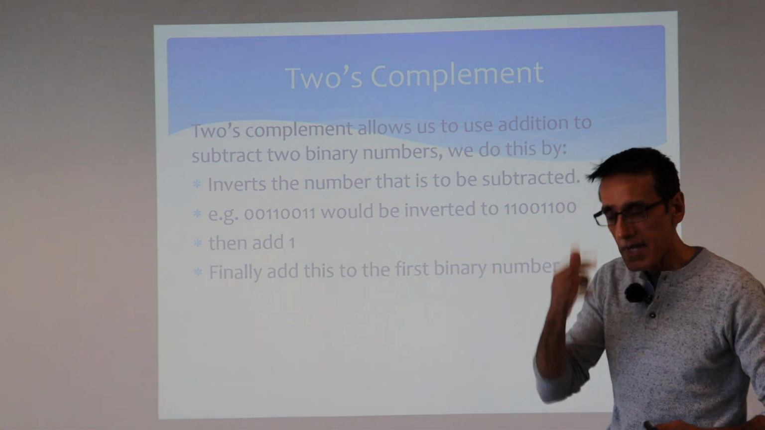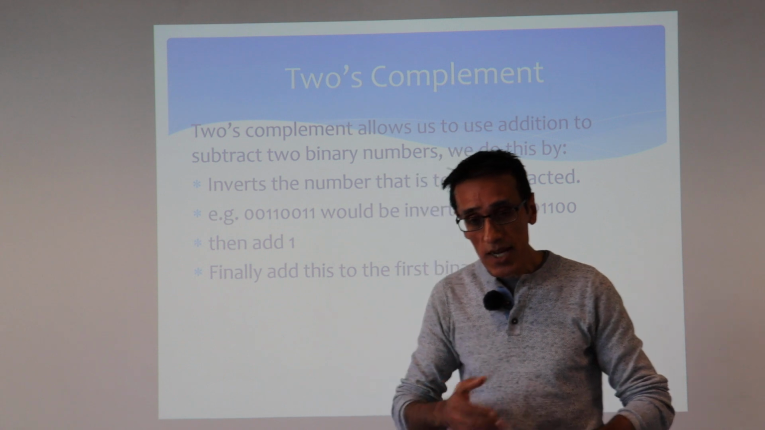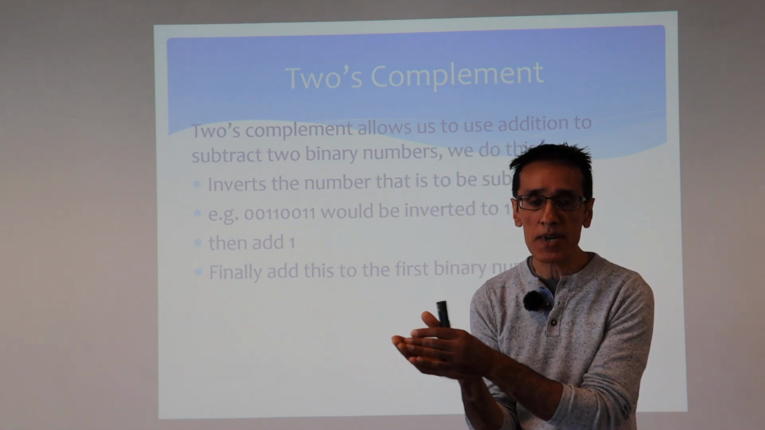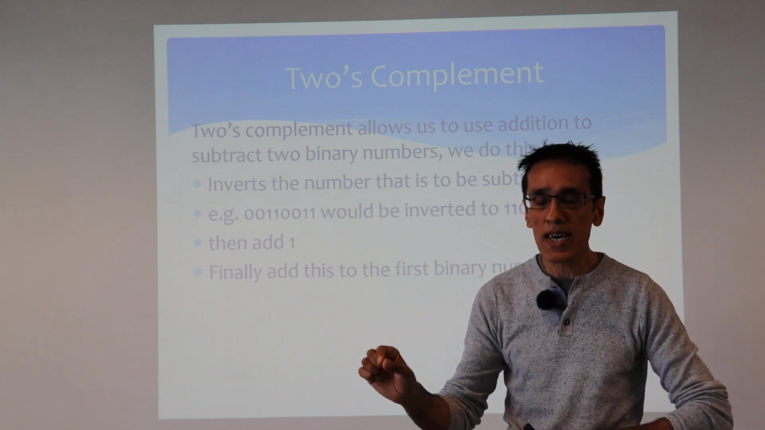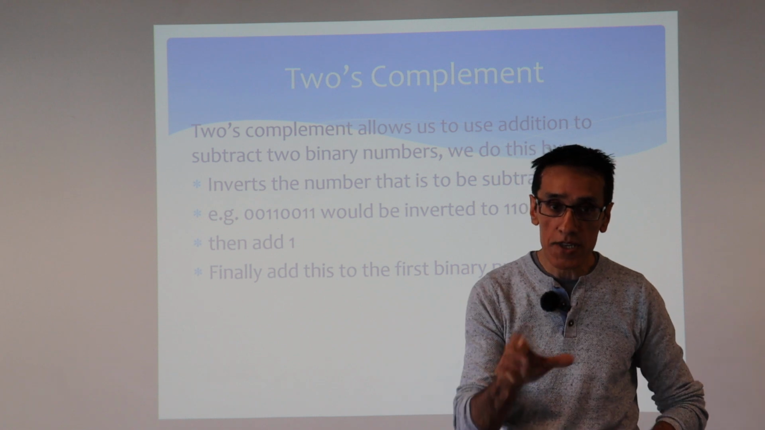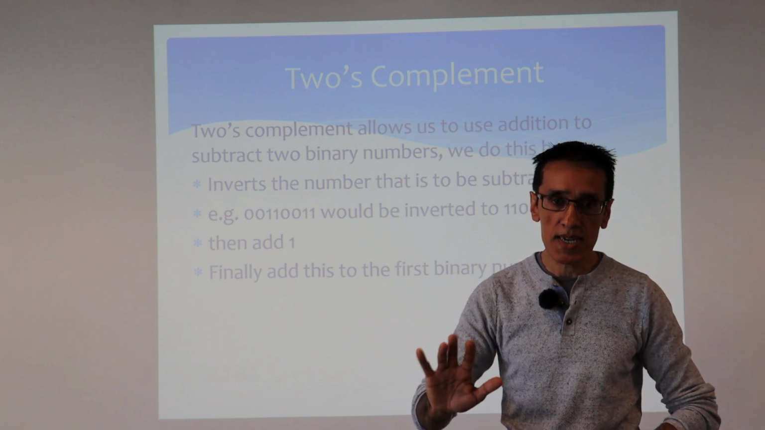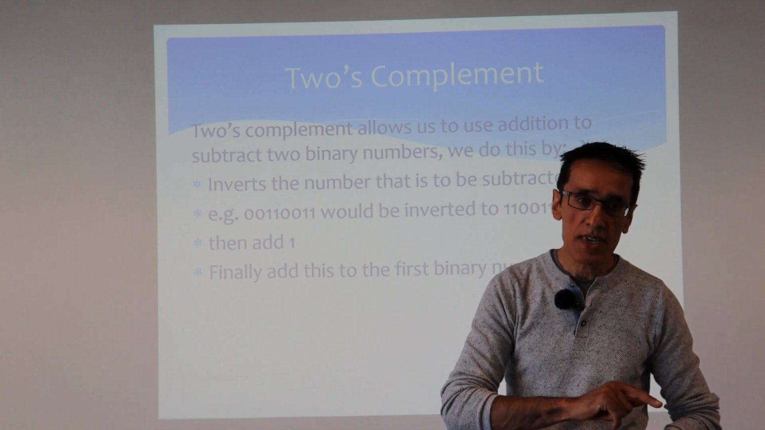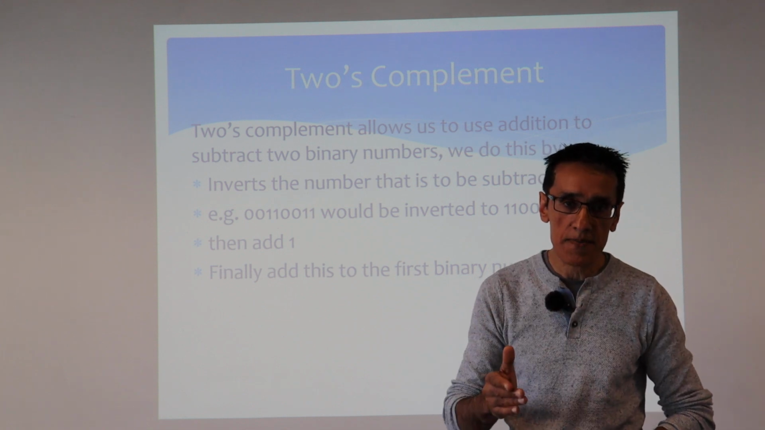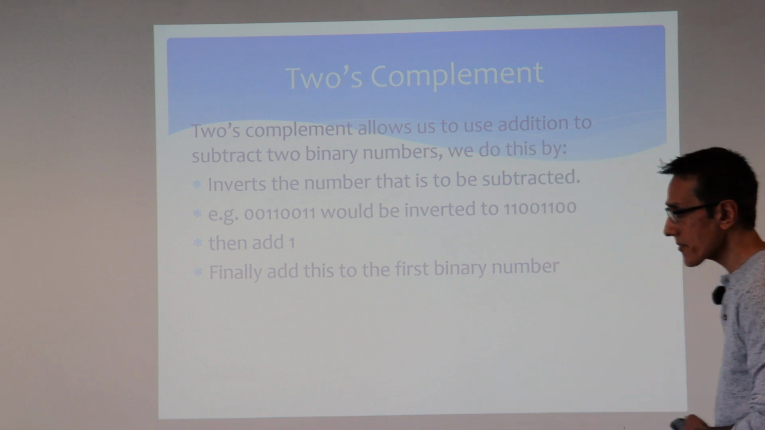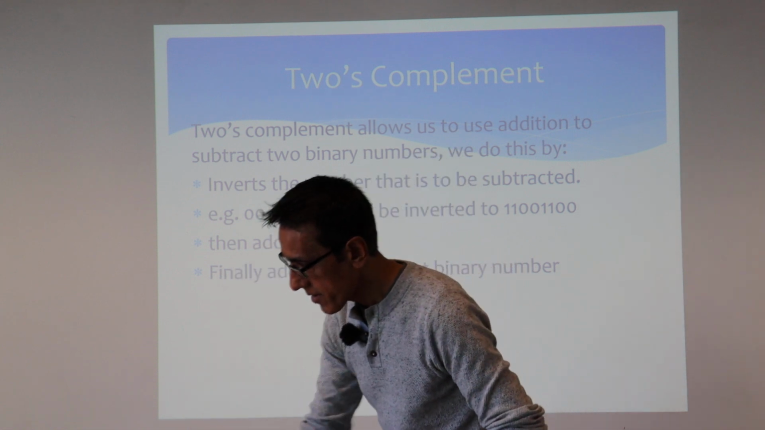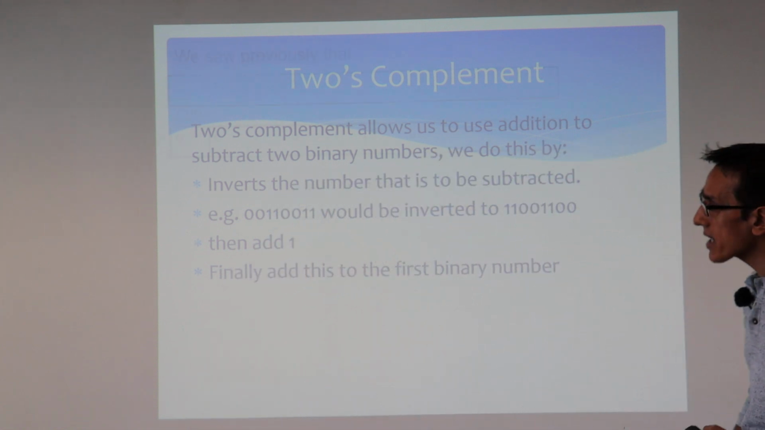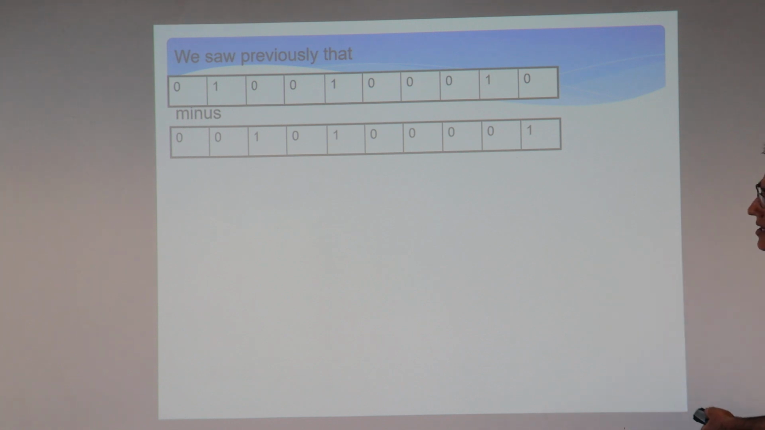It's like if you think of base 10 and you're adding, you add a negative number. So 10 plus negative 5 is 5, which is the same as doing a 10 take away 5. It's a similar kind of idea. So first you invert the number that you want to subtract, and then you add 1, and then you add that to the final number. Let's look at an example.